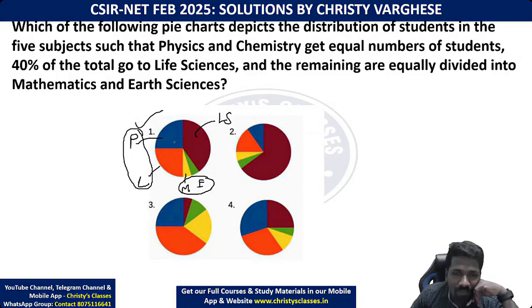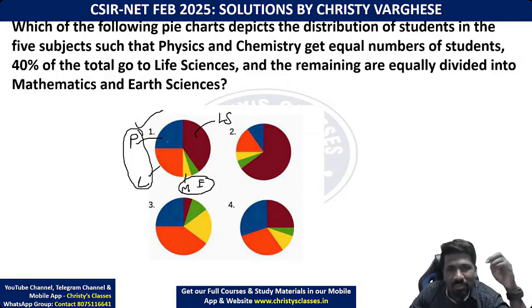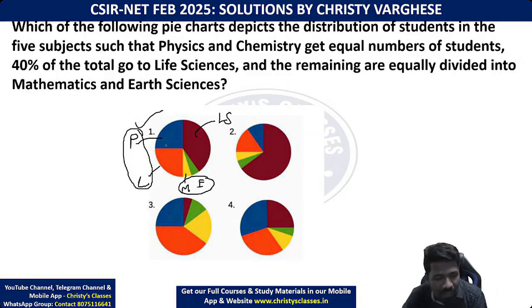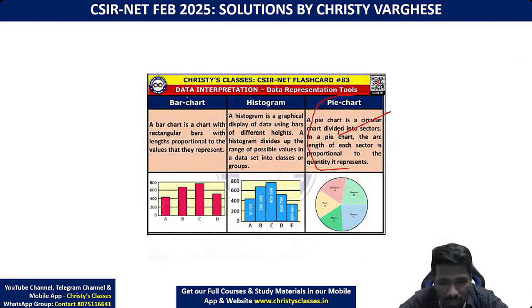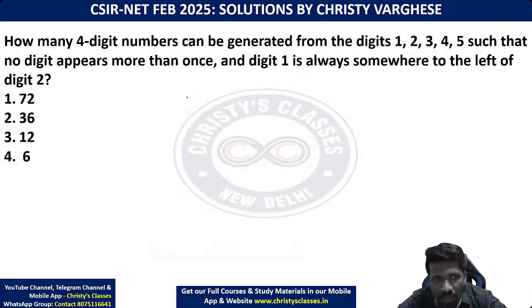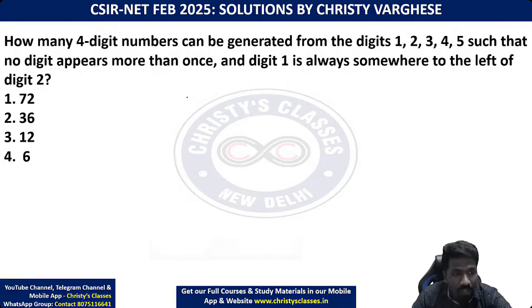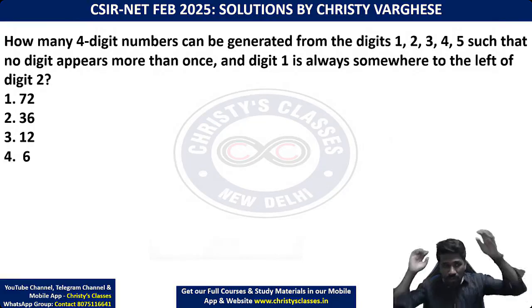Yeah, the 5 subjects of the CSIR-NET exam itself, they have mentioned physics, chemistry, life science, earth science, and mathematical science. So clear enough? So option 1 is the correct answer. So basic understanding of data interpretation was enough there. So try this question, all of you. Let's go a little faster.